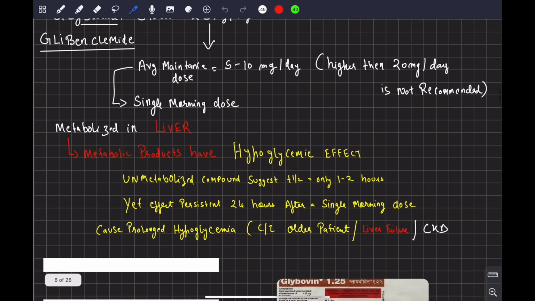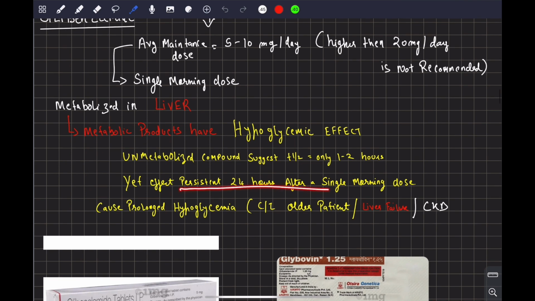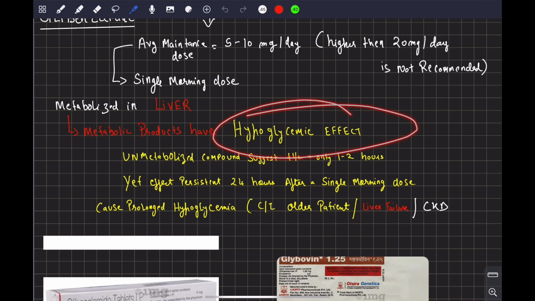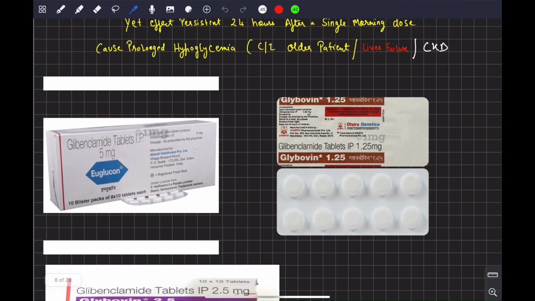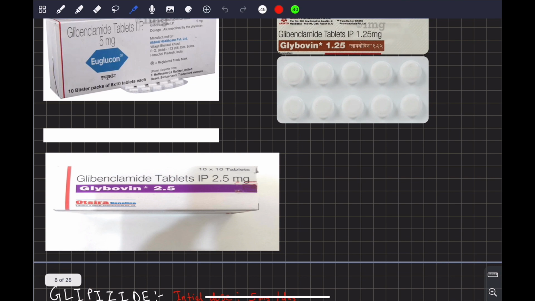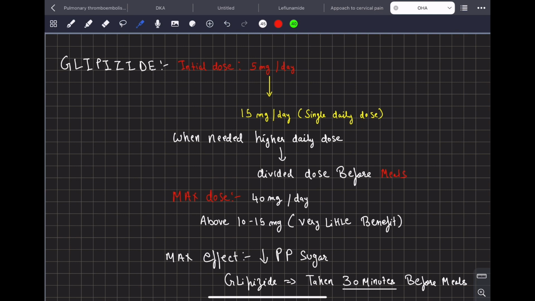It is metabolized in the liver, and the metabolic products have a hypoglycemic effect. So there is some persistent 24-hour action, because after metabolism the metabolic products also have a hypoglycemic effect, so there is a long-term action, and because of that they can cause prolonged hypoglycemia. So avoid in older patients who have liver failure or chronic kidney disease. Coming to the Indian brands, Euglycon is glibenclamide 5 mg, Glibovin 1.25 mg is also available, and Glibovin 2.5 mg is available.